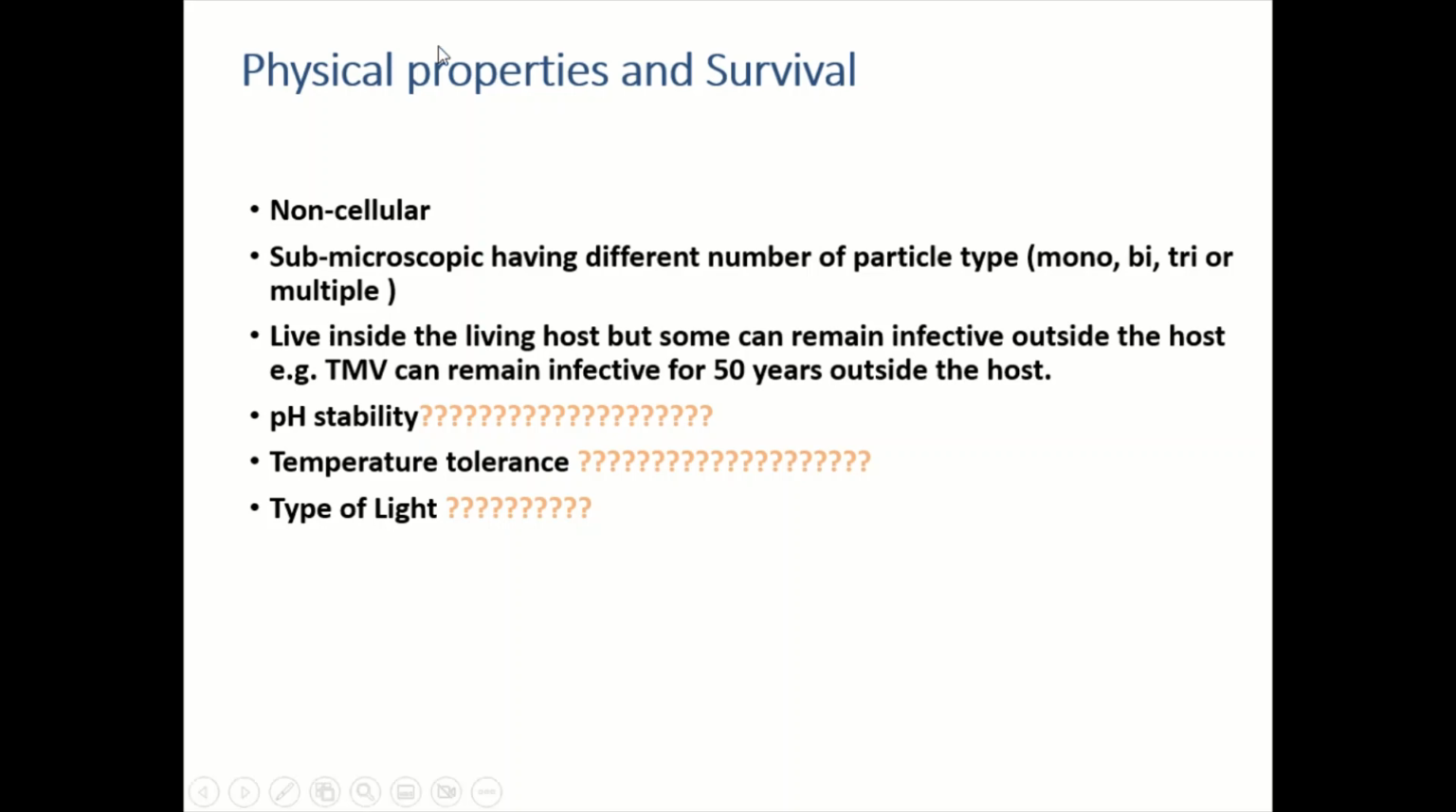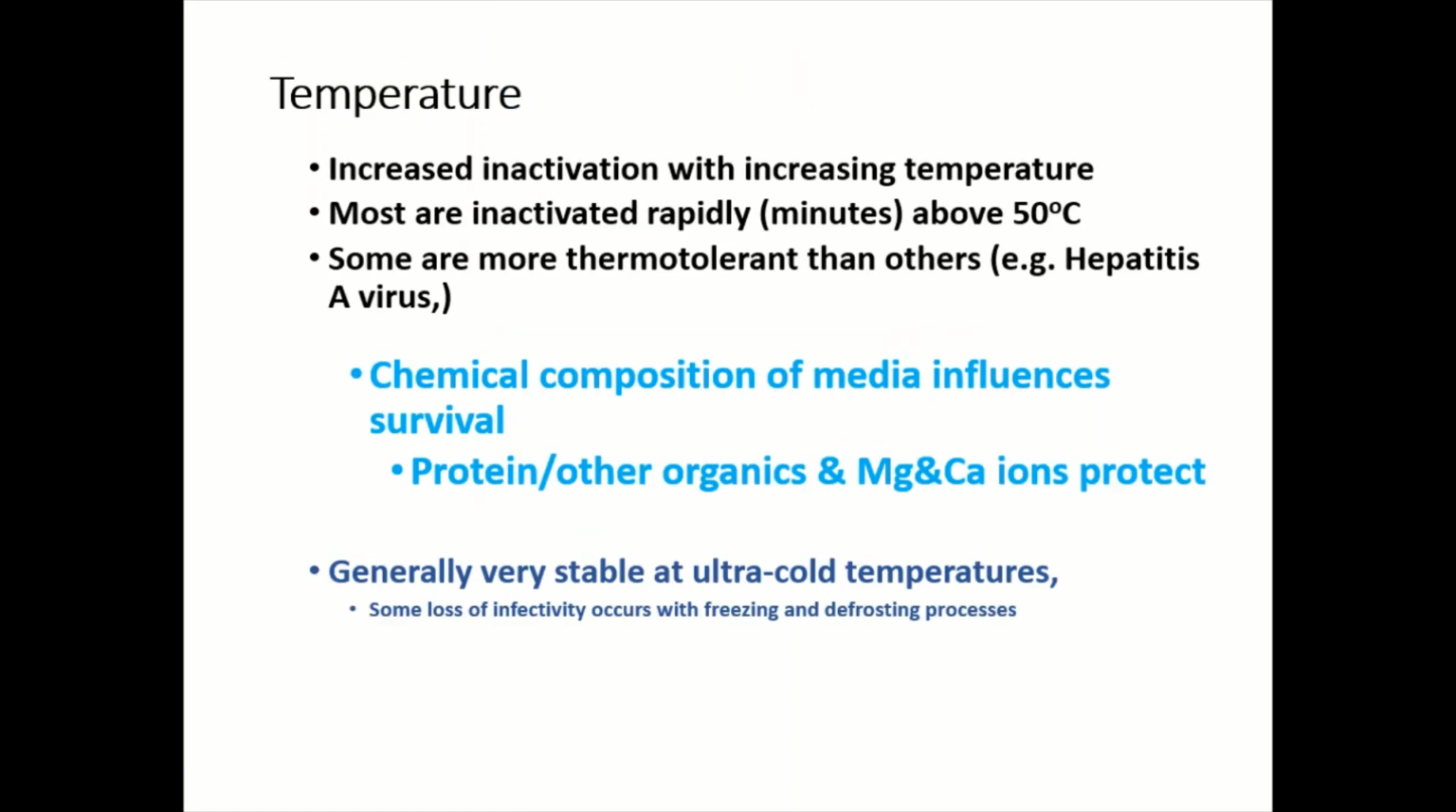Their physical structure or properties depend on pH stability, temperature tolerance, and type of light. Let's see how temperature affects the physical properties of the viruses. Inactivation increases with increasing temperature. Most are inactivated rapidly above 40 degrees centigrade. Most of the viruses are vulnerable to temperatures above 50 degrees centigrade. Some are more tolerant to temperature, for example, the hepatitis A virus. Chemical composition of the media influences survival, and protein and other organic and inorganic ions protect the viruses.